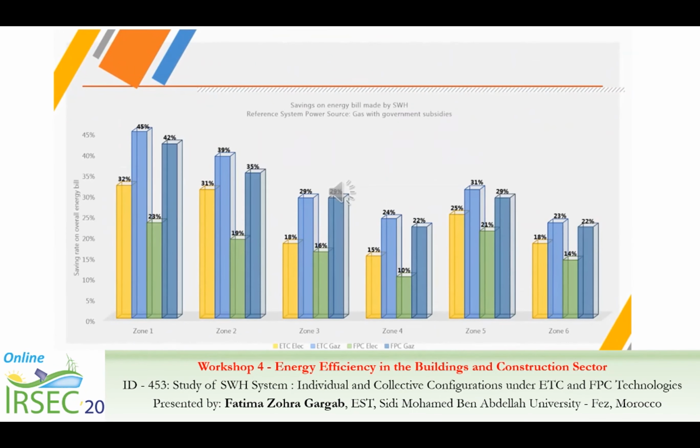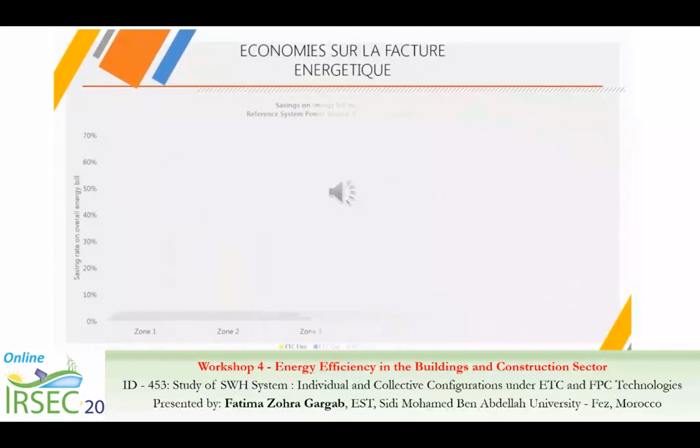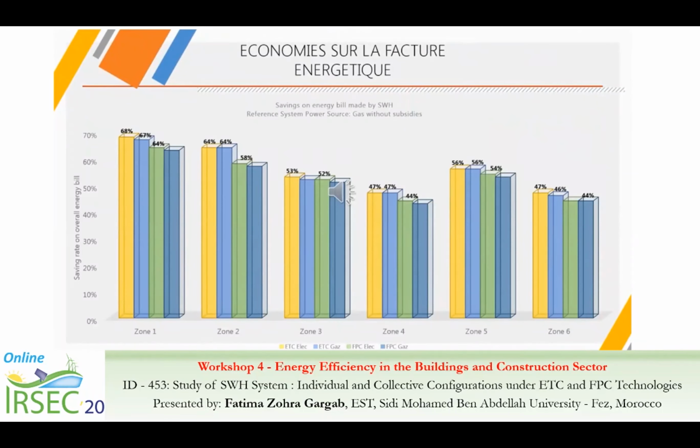For the gas as a reference and considering the subsidies of the gas applied by governments, the saving is modest, about 20% as an average. In contrast, without the governmental subsidies applied on gas, we can exceed 50% as an average on the energy bills for both technologies.